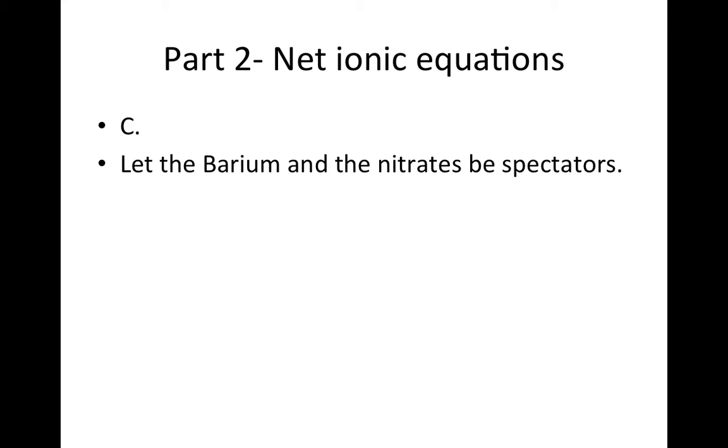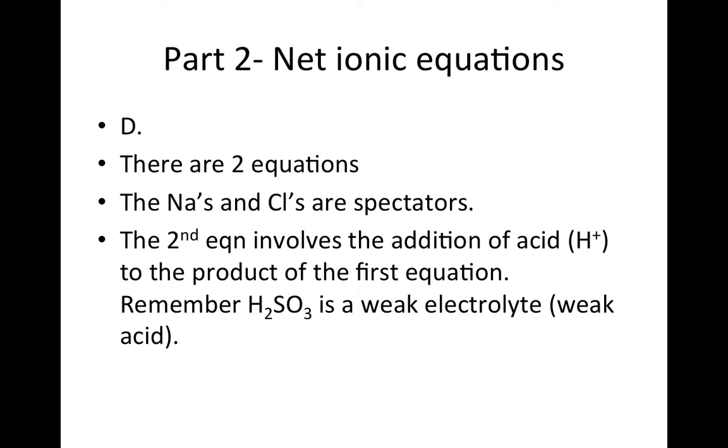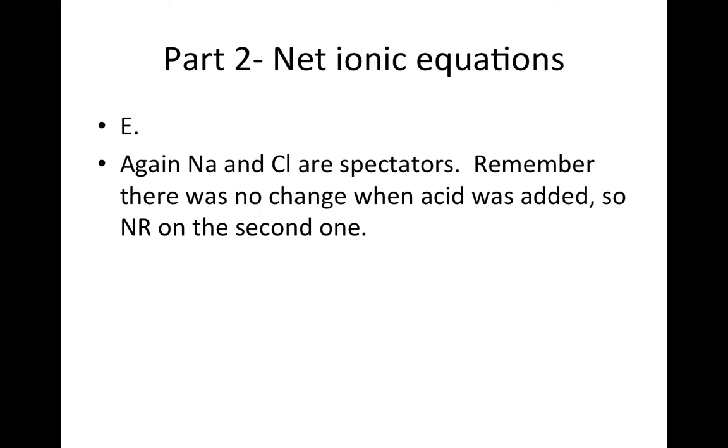Letter C, the barium and the nitrates are both spectators. Other than that, it should be fairly easy for you. We'll move on. D, there are 2 equations. Sodiums and chlorides are spectators. We're going to add the acid to the product of the first equation. That's the sulfite. It should go away after a while. So remember that HSO3-, weak electrolyte, weak acid, stays together in the net ionic equation. You can't get rid of that.